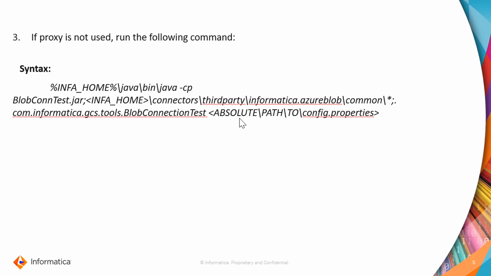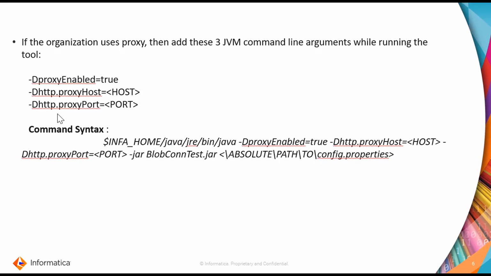If you are not using proxy, then this is the syntax of the command. This command should be run from the absolute path where you have placed your test utility. If you are using proxy, then you will have to add these three properties with respect to proxy, modify the command syntax and run the command from the path where the test utility is placed.